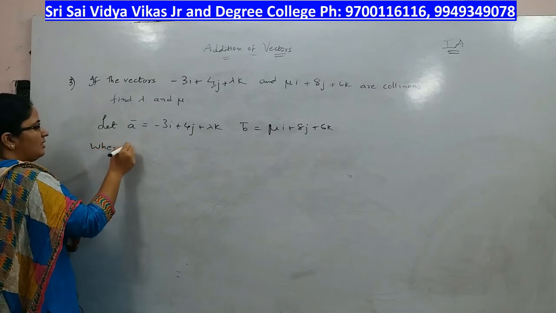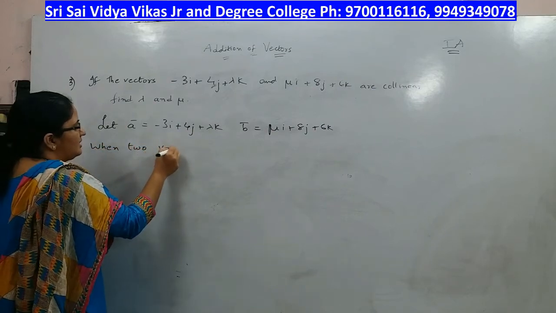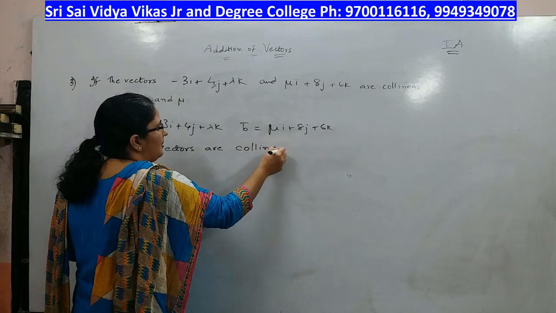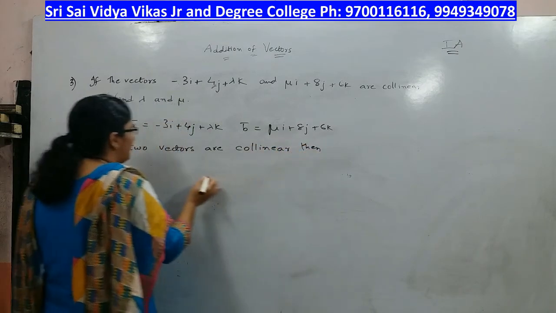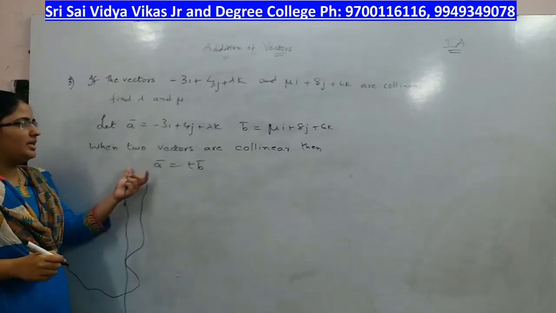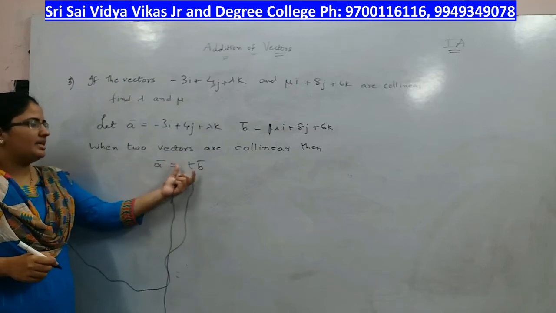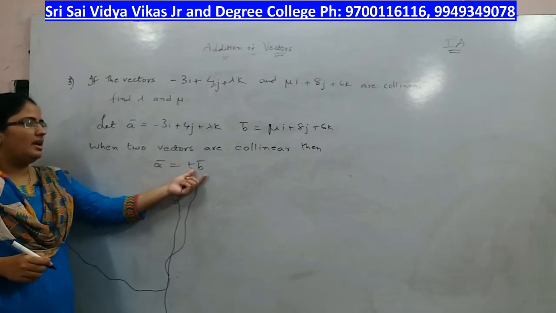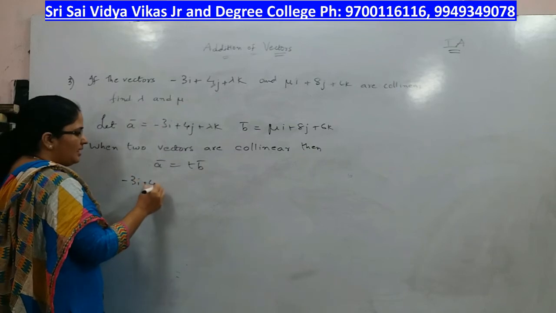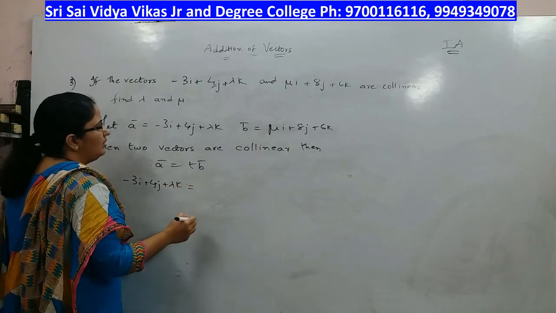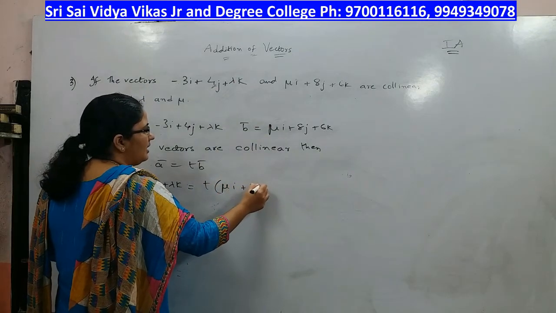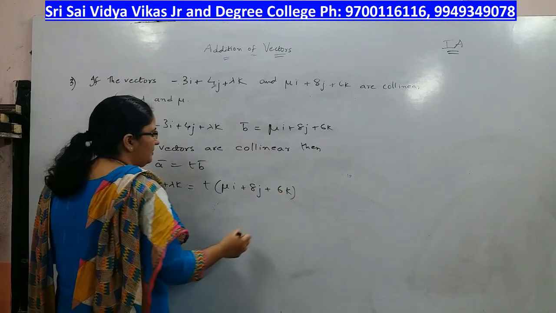When two vectors are collinear, then A bar is equal to T B bar. This is what you have to remember. Whenever two vectors are collinear, one vector is some scalar times the other vector. So here A bar, minus 3i plus 4j plus lambda k, is equal to T into mu i plus 8j plus 6k.